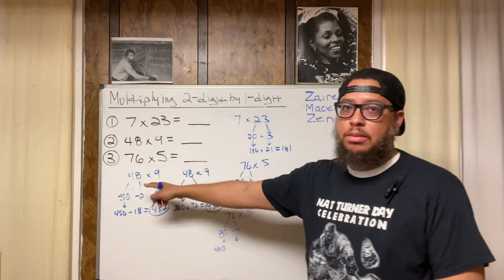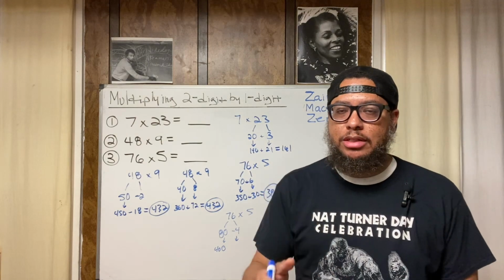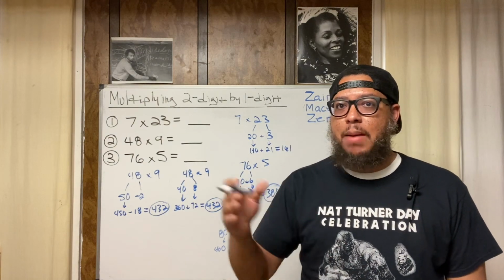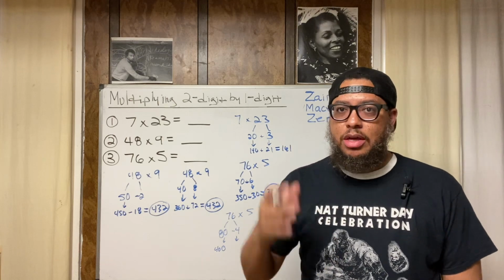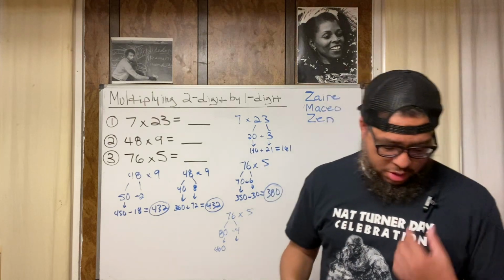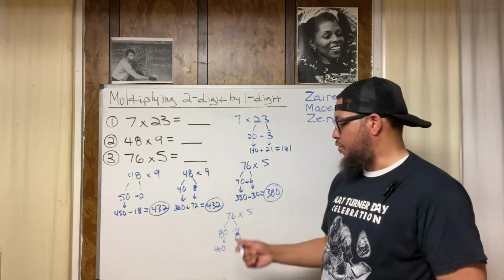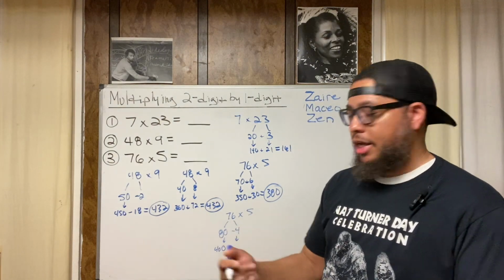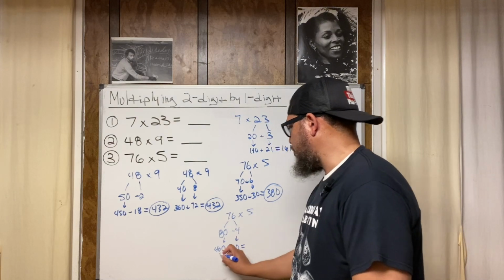And then 5 times -4. Remember what I told you on this problem? What happens when you multiply a positive by a negative? Your product is always negative. Write that down somewhere. Whenever you multiply a positive number by a negative number, your product is always going to be negative. So instead of it being positive 20, 5 times -4 is -20, which means you're going to subtract 20. So 400 minus 20.